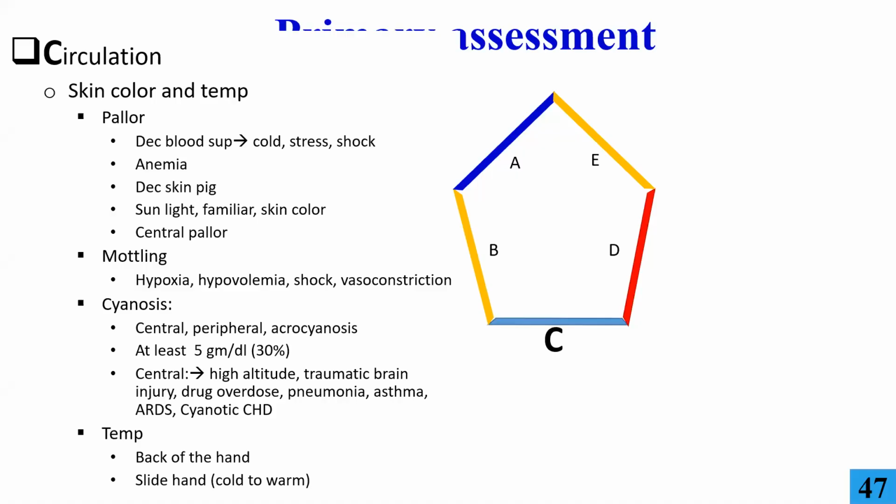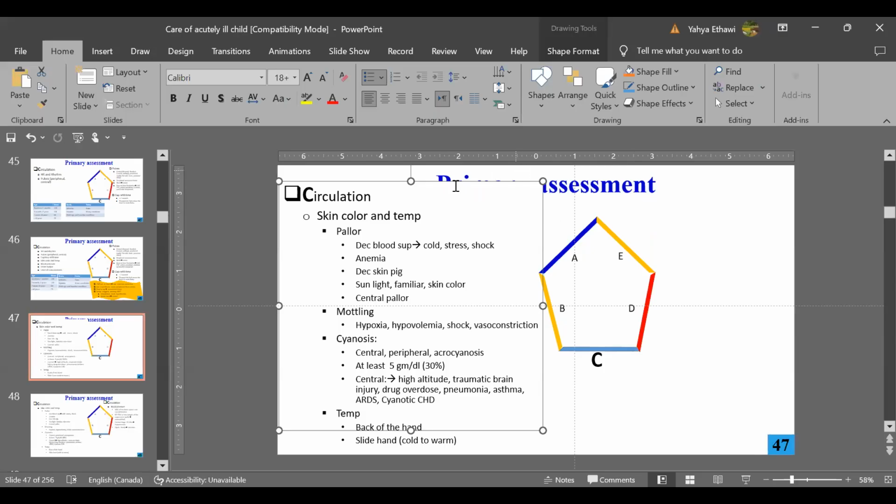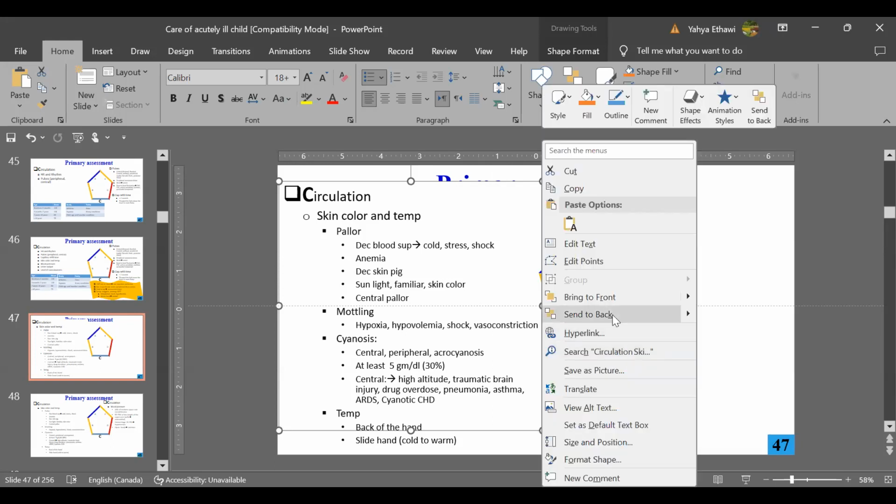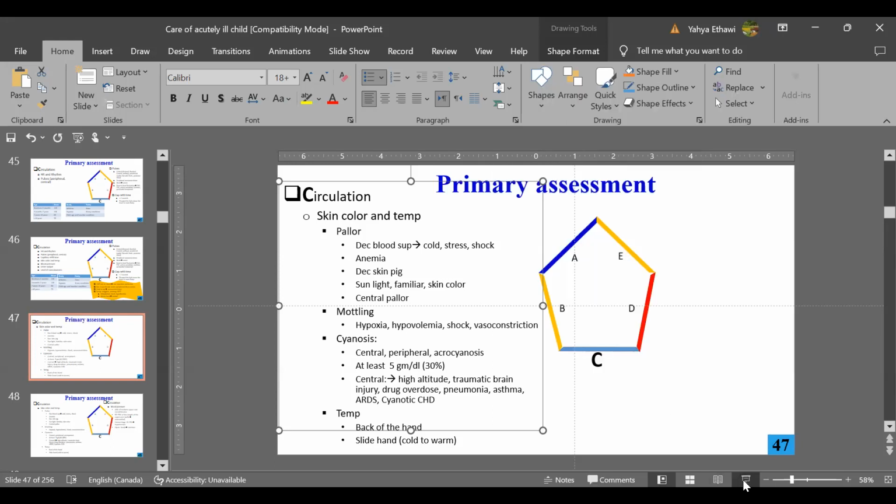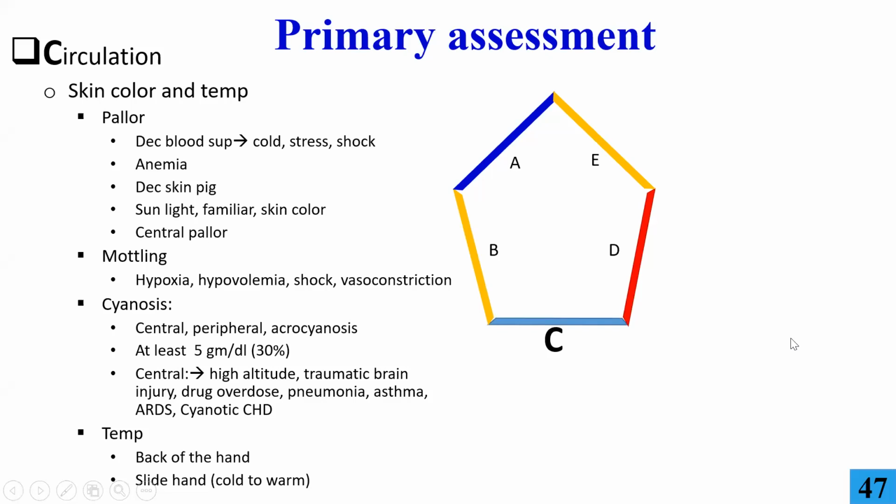Also, skin color and temperature: we check the pallor, we check the mottling, the cyanosis, and now the temperature. When you check the temperature, you always check it with the back of the hand. So you slide your hand, usually starting from the cold and moving to the warm part of the body, and always compare both sides.